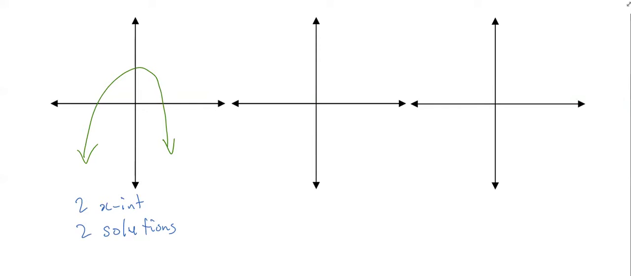This graph has one x-intercept because the vertex is right on the x-axis. So this one has one x-intercept, so it has one solution.